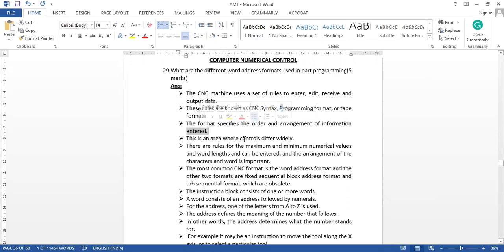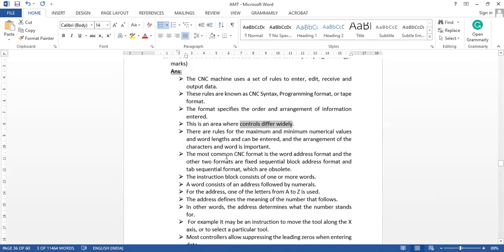This is an area where controls differ widely. There are rules for the maximum and minimum numerical values and word length that can be entered, and the arrangement of the characters and words is important. The most common CNC format is the word address format.